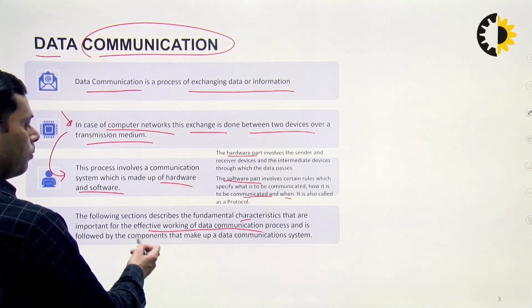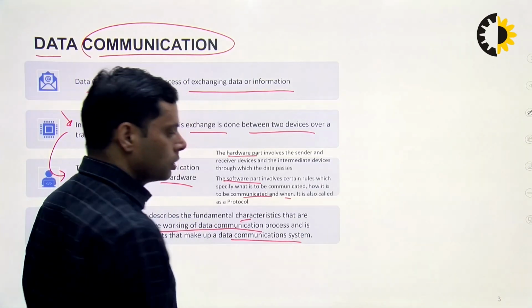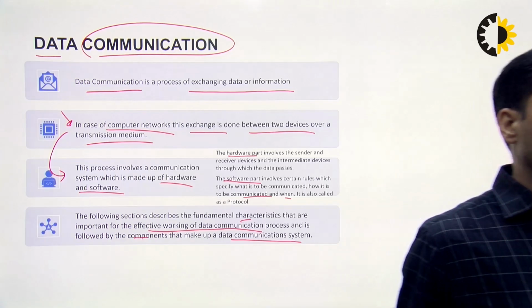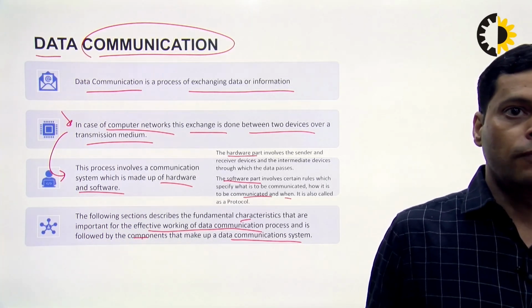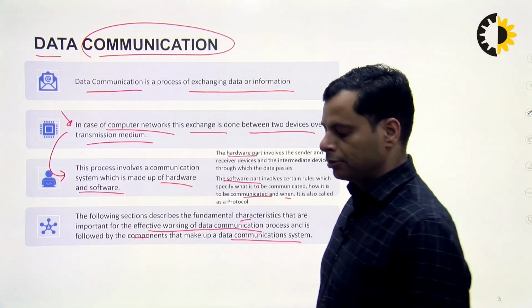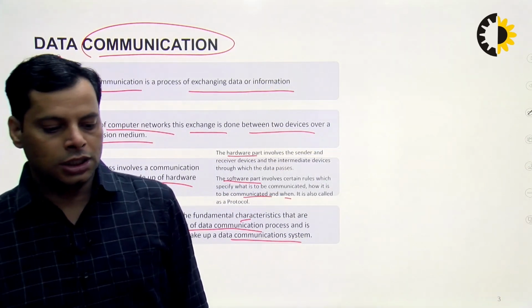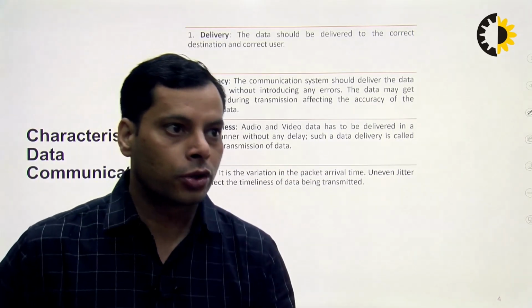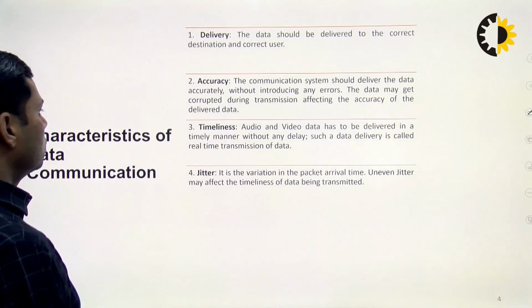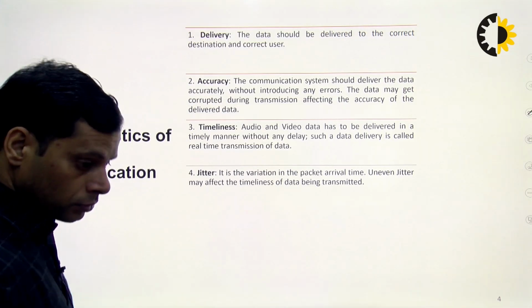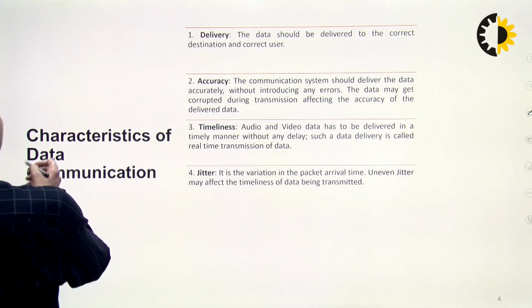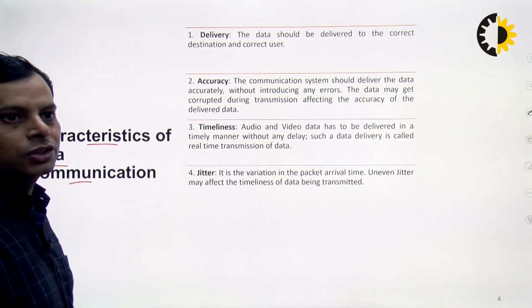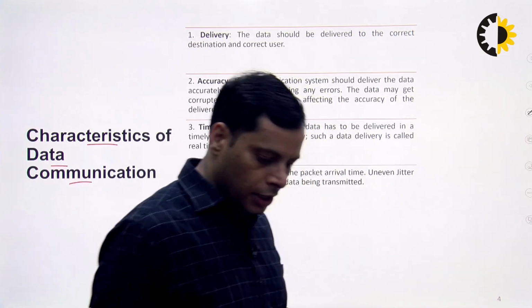and it is followed by the components that make up all data communication systems. So for this data communication, what components are required? The minimum components which are helpful for this data communication, that means the exchange of information. So how is it possible? For that, we now move forward to the component part. First, let's get a little bit of idea regarding the characteristics of data communication. What characteristics should exist in a data communication?